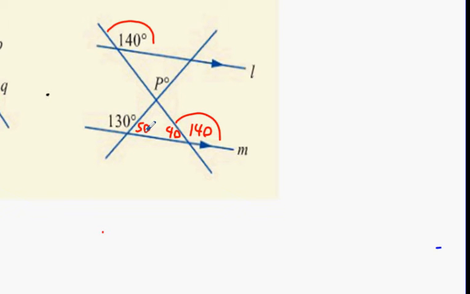Yeah. That makes that 90 degrees. It makes the other one on top 90 degrees because it has to add up to 180. And that is vertically opposite to the P, which makes P 90 degrees.